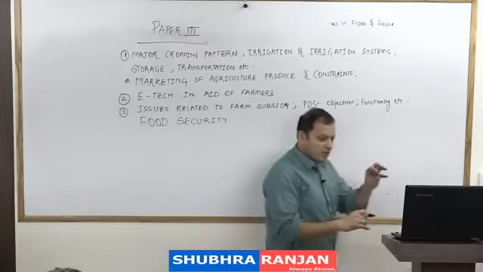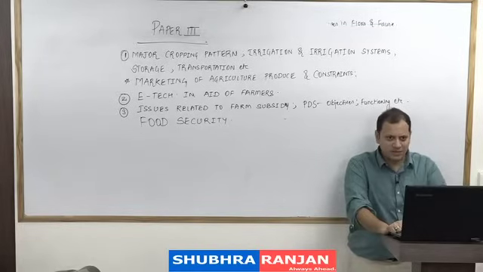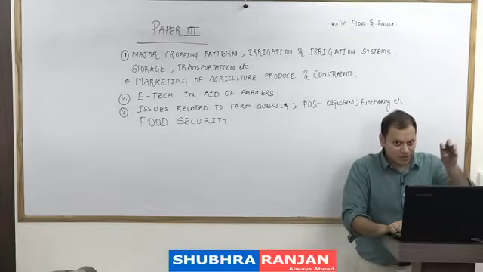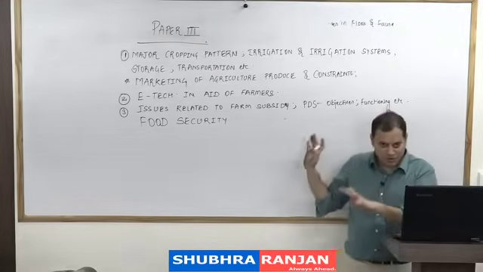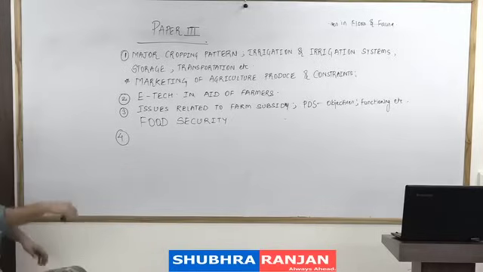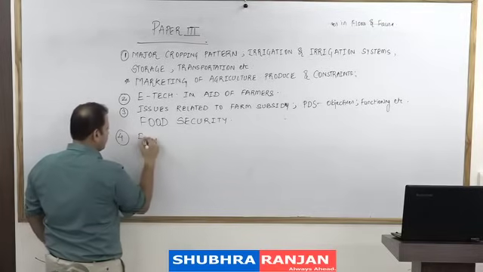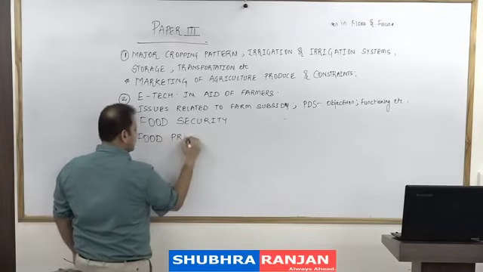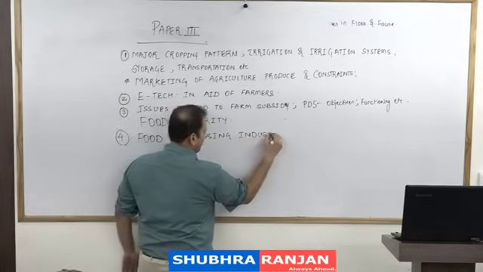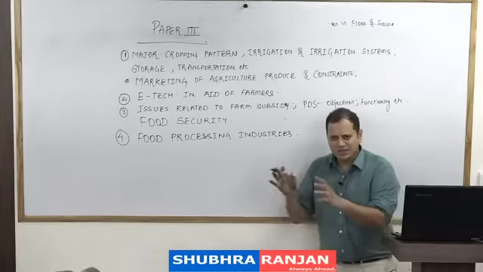Rest of the things are economics related, so I am not doing them. The economics-related issue is technology missions in agriculture. The economy-related issue is the minimum support price area. So here my area will be food security. The fourth area, still you can go through the PPT which you will be getting, is food processing industries in India, its location, its scope, etc.